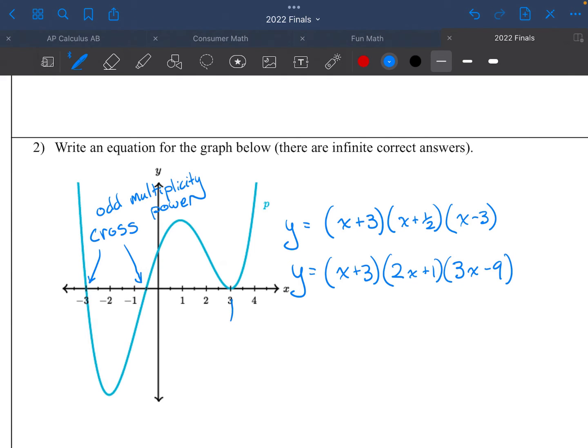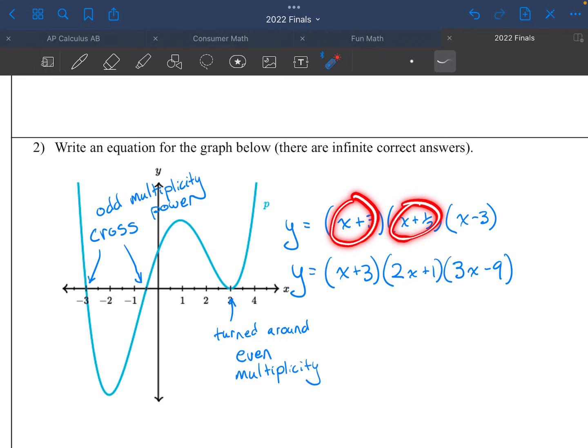And then over here, this one turned around. It turns around if it has an even multiplicity. And again, you can think of that as the word power. So that means that for these first two, they should have odd powers, and this last one has to have an even power. So you could go, what's an odd number?